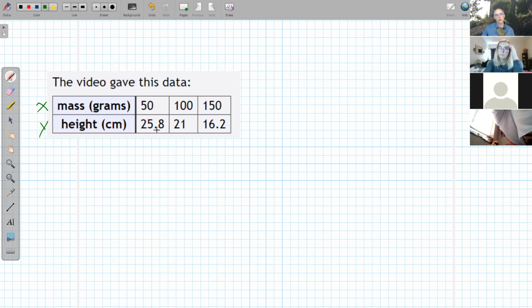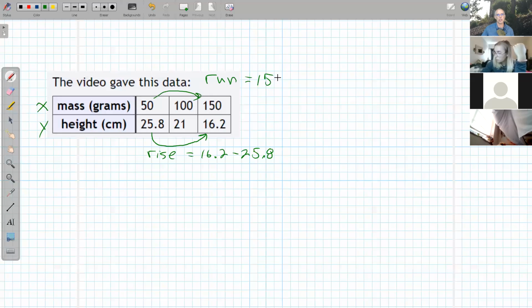What I want to do is figure out, well, okay, if these are the x's and these are the y's and it looks like they line up, I should be able to find the slope. And so, for example, I'm going to go from the first point to the last point to find the rise and the run. So my rise for my slope in this case would be 16.2 minus 25.8, and I'll calculate that in a sec. And then my run for this data would be the 150 minus the 50.